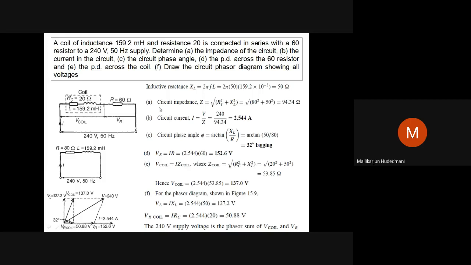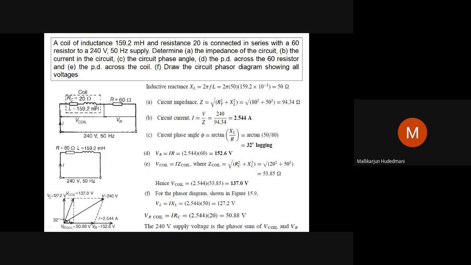I am in a position to calculate circuit impedance as Z equal to under the square root R total square. What is R total here? 60 and 20 together, it is 80 square, correct? Plus XL 50 square under the root, which stands as 94.34 ohms. Then this is the first value, impedance.